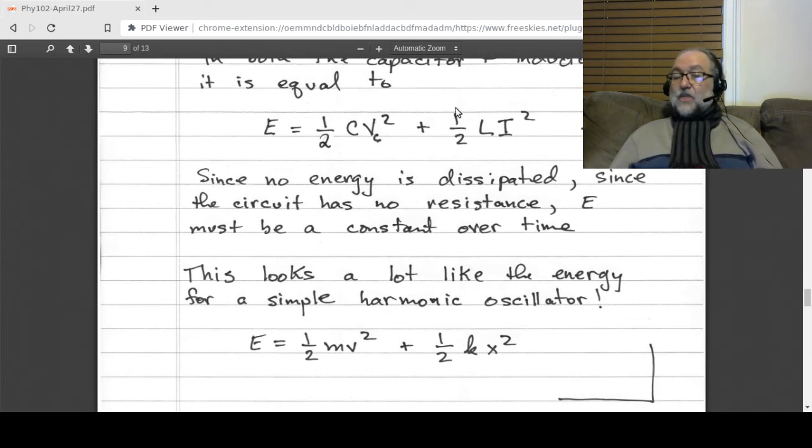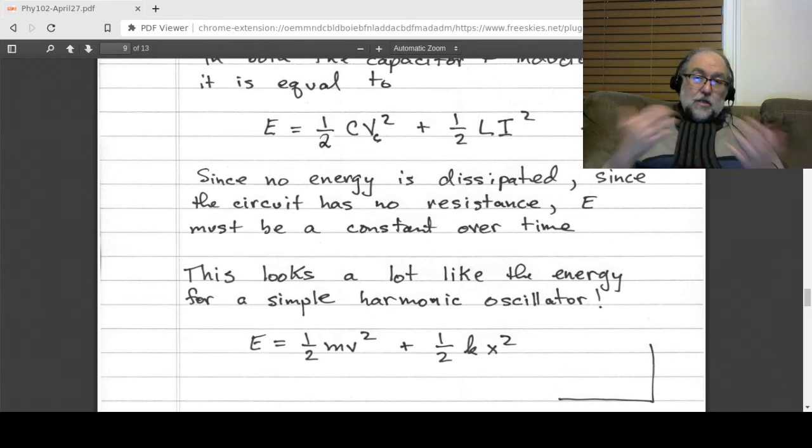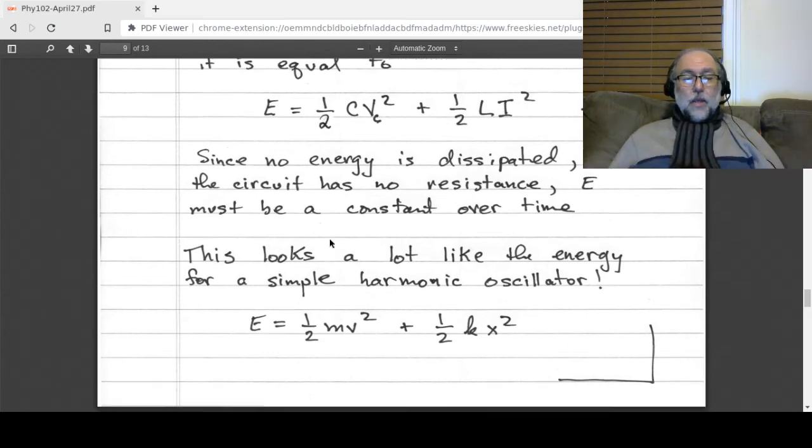We're going to plug back into this formula in a minute. You'll see that that energy is in fact constant over time. And again, you expect that energy to be constant because there's no resistor. We're assuming ideal wires, so the wires are not going to contribute any kind of resistance. If there's no resistor in the circuit, then where's the energy going to go? Well, the energy doesn't get dissipated as heat. The energy can only slosh back and forth between the capacitor and the inductor, the capacitor and the inductor.